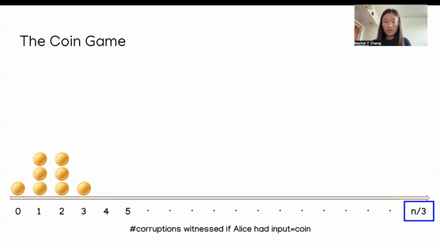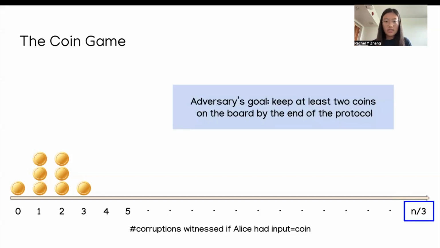And so the important point is the adversary's goal is to keep at least 2 coins on the board by the end of the protocol, because that means that both coins are valid candidates for what Alice could have had. On the other hand, Alice and Bob's goal is to design a protocol such that this cannot be the case, so all but 1 coins have to fall off the board by the end of the protocol.